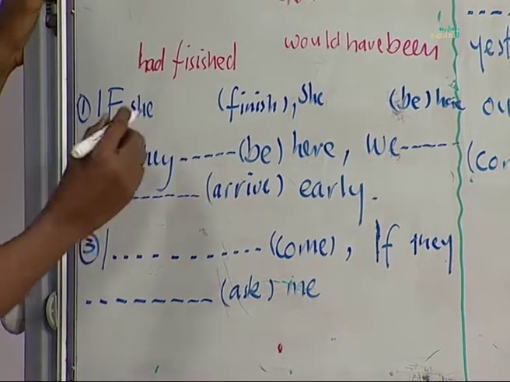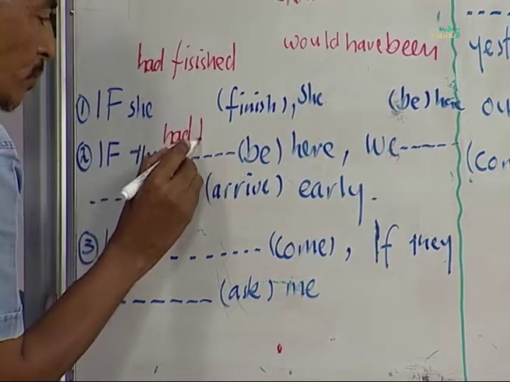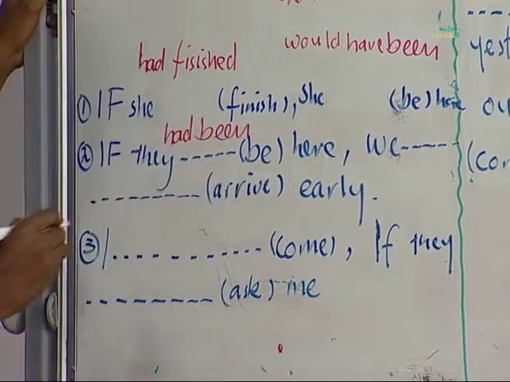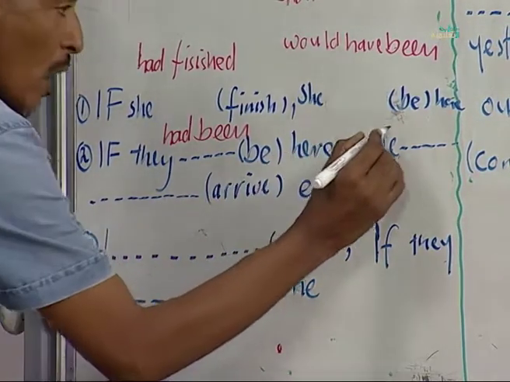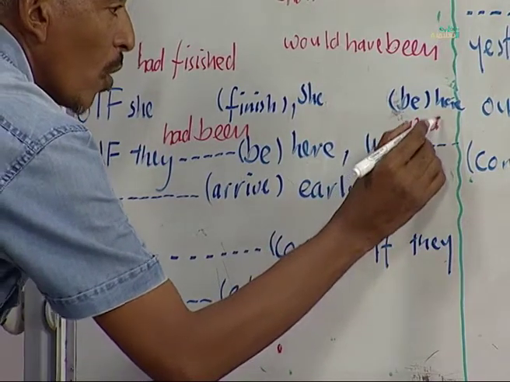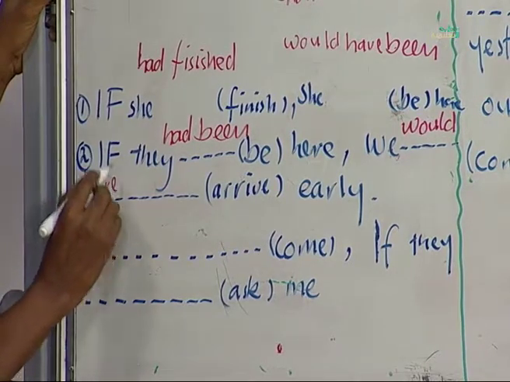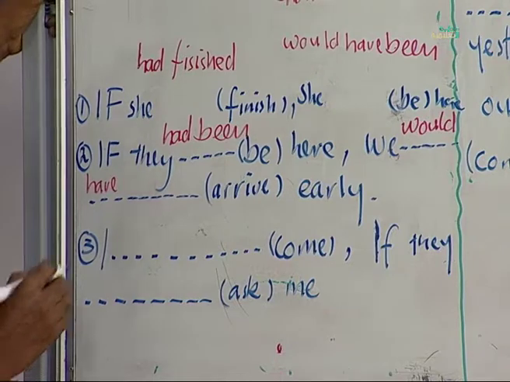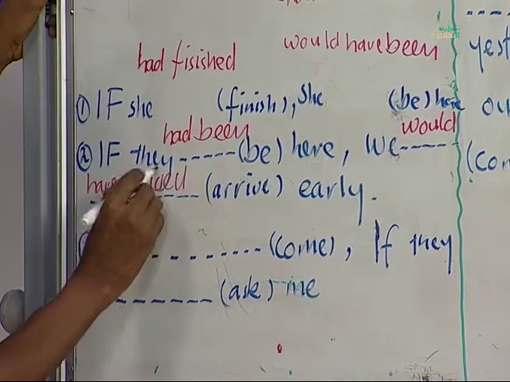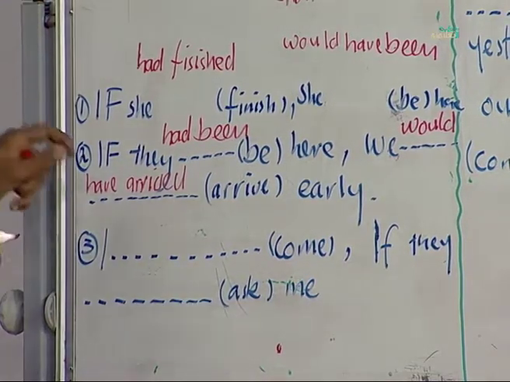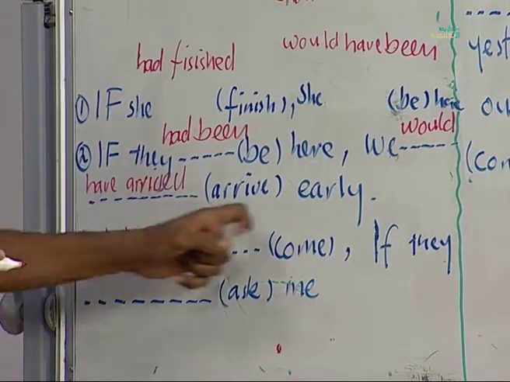If they had been here, we would or could have plus the past participle of the verb arrived. We would have arrived early. If they had been here, we would have arrived early.